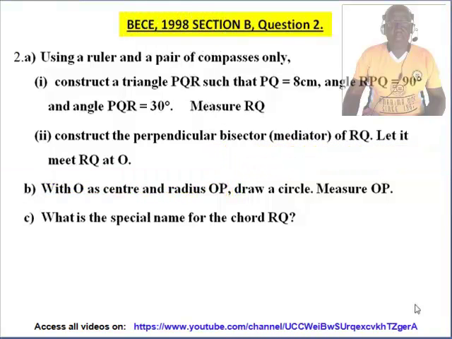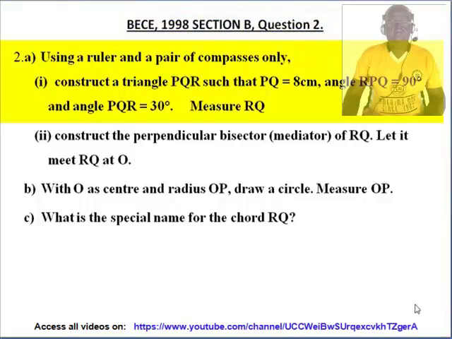BECE, 1998, Section B, Question 2. 2a. Using a ruler and a pair of compasses only, I. Construct a triangle PQR such that PQ = 8 cm, angle RPQ = 90 degrees, and angle PQR = 30 degrees. Measure RQ.